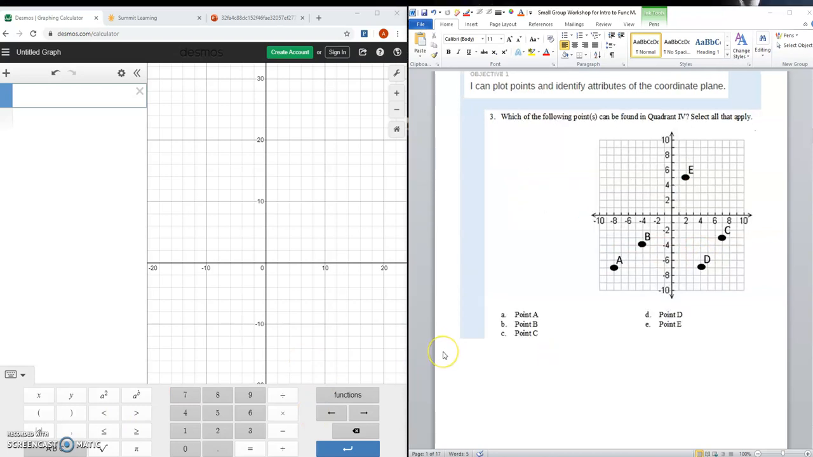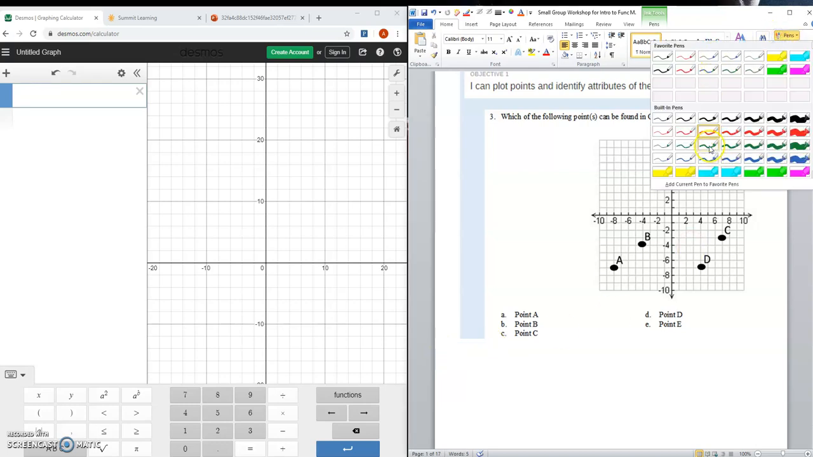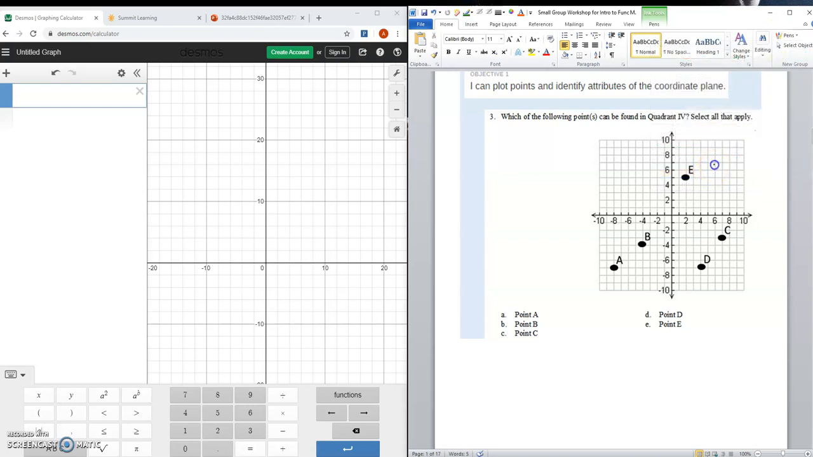Next question: which of the following points can be found in quadrant 4? Select all that apply. You know that it goes on like this: this is 1, this is 2, this is 3, and this is 4. And these are the points that are in quadrant 4.